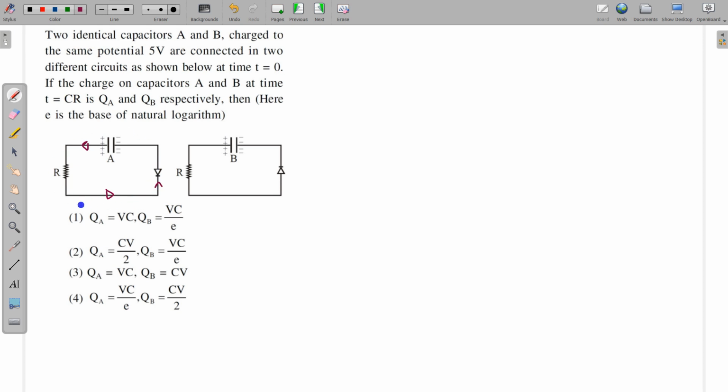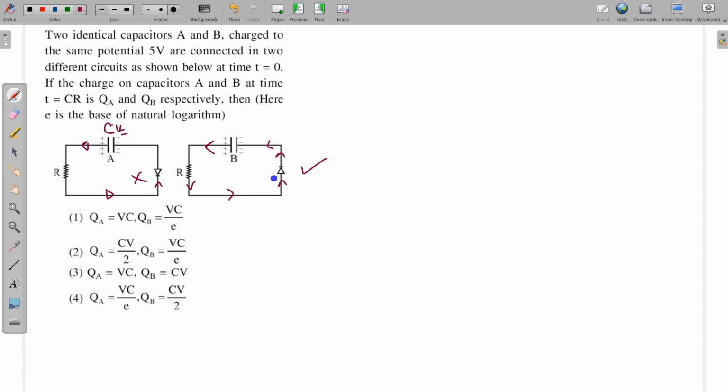So there is no current in this circuit. In this, the current should be like this, and this is in the forward biasing mode and it will allow current. So it is going to allow current here, and not allow current there. So there is no discharging that will happen. So the charge on this capacitor will remain the same always. So the charge on this will be the potential difference multiplied by its capacitance, which is CV.